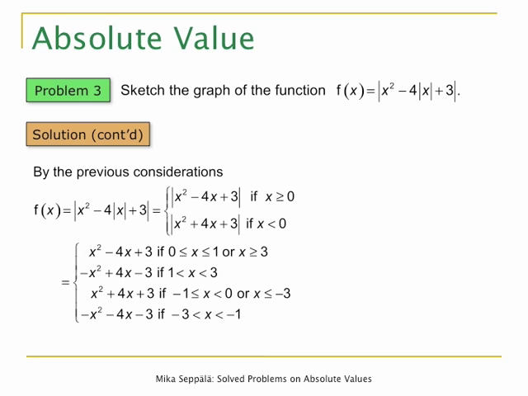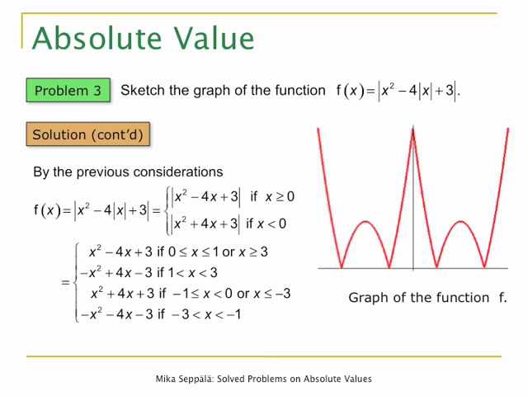If x is negative and between negative 1 and 0, or at most negative 3, then the expression for f of x becomes x squared plus 4 times x plus 3. And if x is between negative 3 and negative 1, the expression for f of x is negative x squared minus 4 times x minus 3. From this decomposition, we can easily sketch the graph of the function f, and it is shown here in this picture. It is the red graph, roughly showing two letters W.